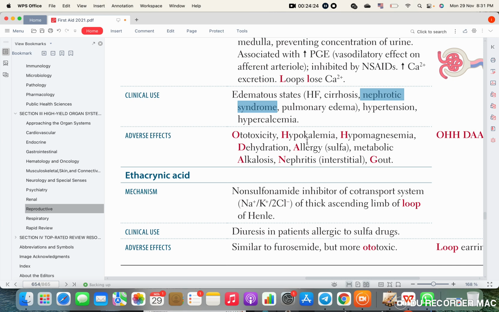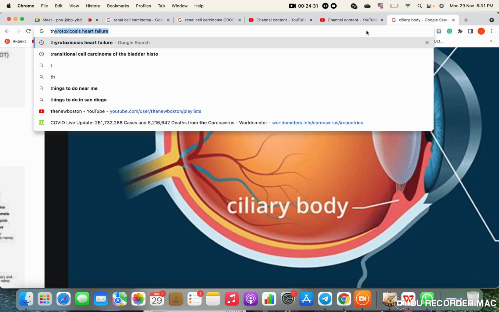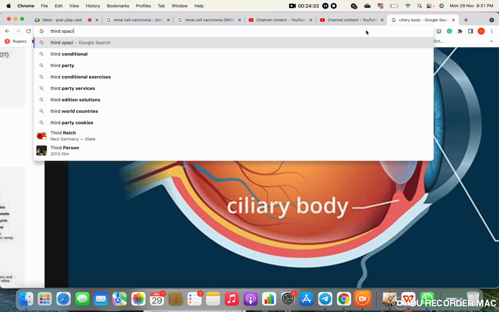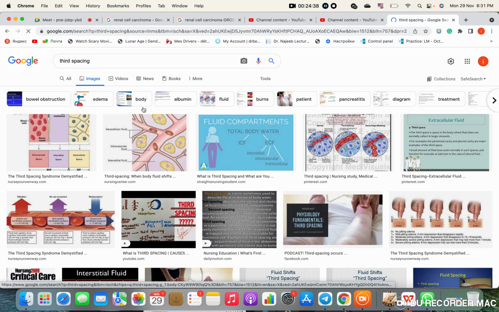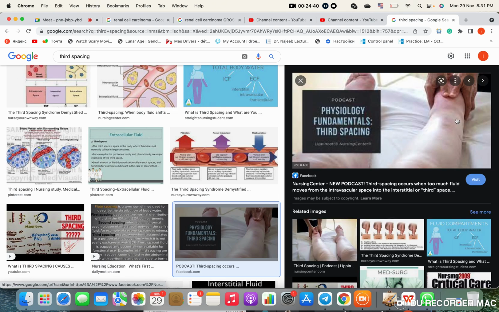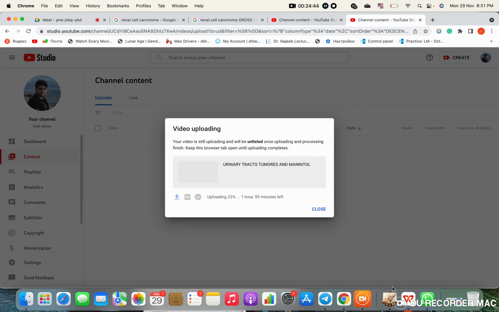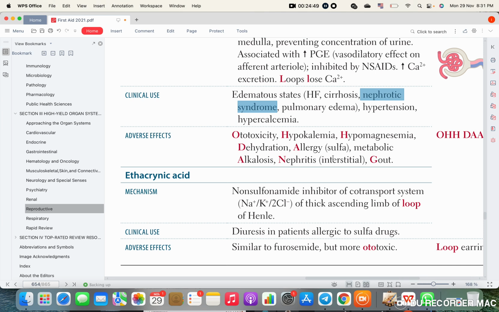Do you know what third spacing means? Third spacing is basically an edematous state. Third spacing is the movement of the fluid into basically another cavity, for example, leading to the edema. So speaking about that, yes, all of these edematous states can be improved if we do what? If we increase the diuresis. Okay?